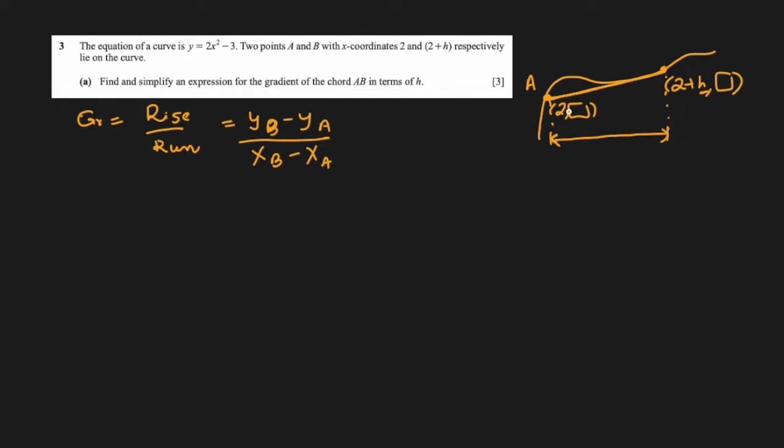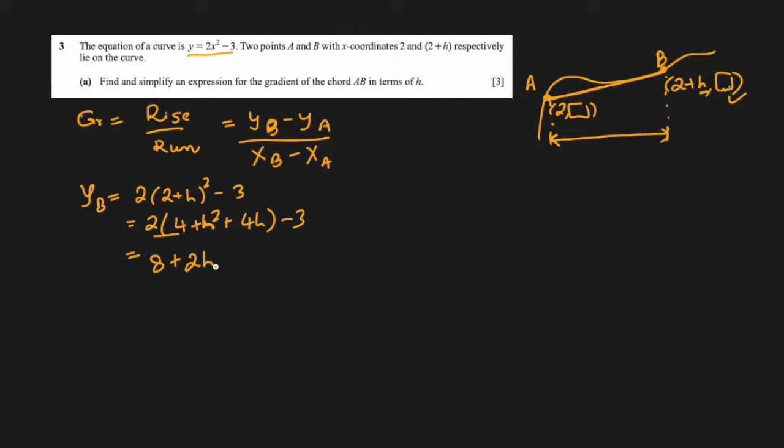So yb, how can we find this? Point B is here. So if I substitute 2 plus h in the main equation, I'll get yb. So yb will be equal to 2x squared minus 3, where x is 2 plus h. Let's expand this: 2 plus h times 2 plus h, which is 4 plus h squared plus 4h. So it comes out to be 8 plus 2h squared plus 8h minus 3, or 2h squared plus 8h plus 5.